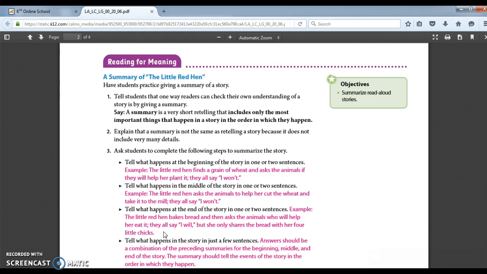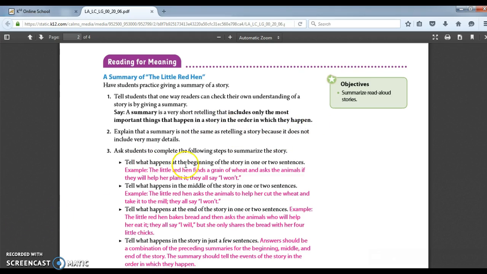And remember, a summary is a very short retelling of the story that includes only the most important things that happen in the story. And you're going to tell it in the order in which it happened. And that's the sequence. Sequence is telling the story in the order in which it happened.